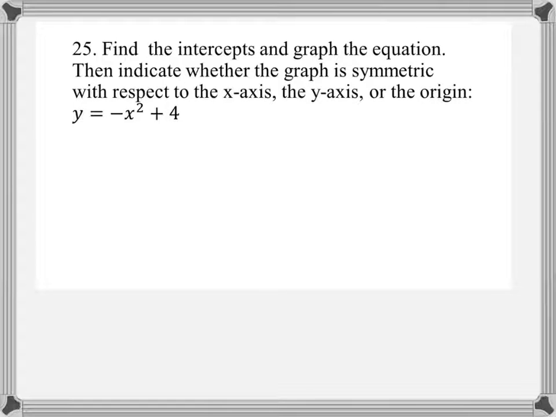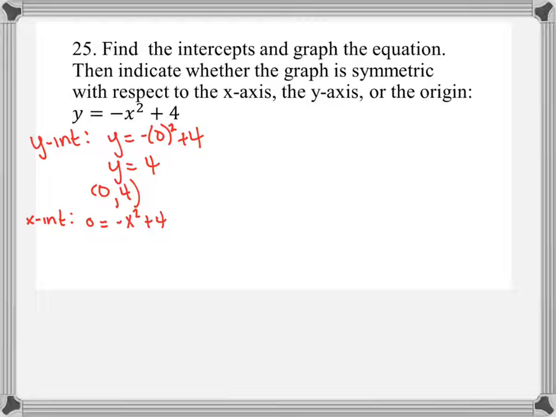Okay, let's look at finding the intercepts and graphing the equation y equals negative x squared plus 4. And then we'll indicate whether the graph is symmetric with respect to the x-axis, the y-axis, or the origin. So basically the same steps. Here, let's find our y-intercept. We can substitute 0 in for x. So y equals the opposite of 0 squared plus 4, or y equals 4. So my y-intercept is (0, 4).